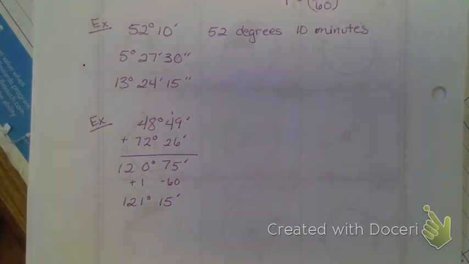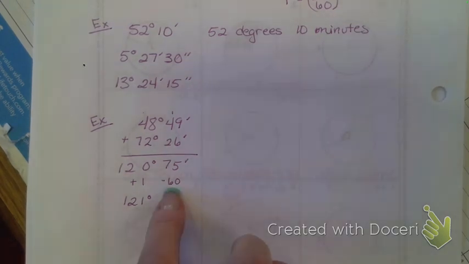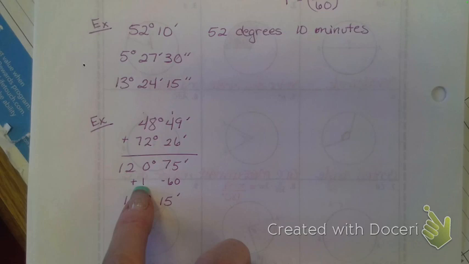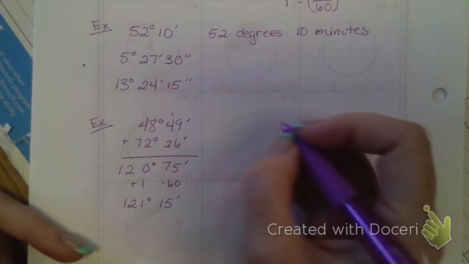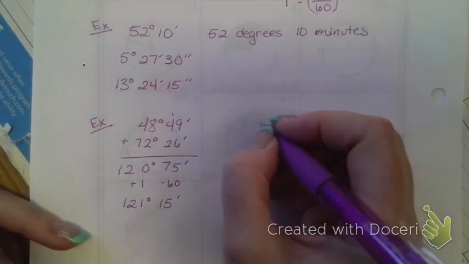Why did the other 60 get...? I took 60 seconds away and made 1 degree. Why did you make a degree? Well, because you have 75 minutes and the max minutes is 60, right? Okay, so what if I want to subtract them?